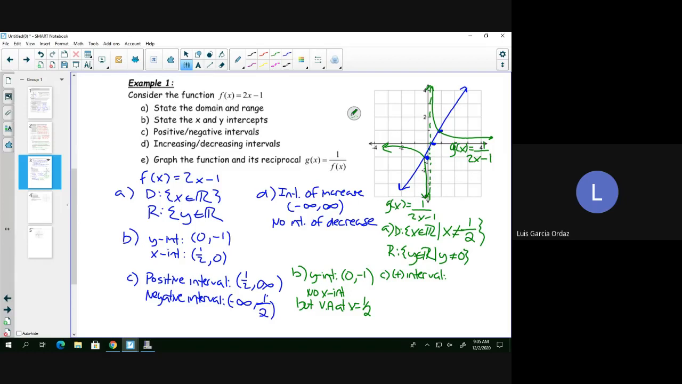So in our reciprocal function, where is the graph above the x-axis? When x is greater than 1 over 2. Yep, so 1/2 to infinity. Positive. Okay. And when it's below the x-axis, negative infinity to 1 over 2.